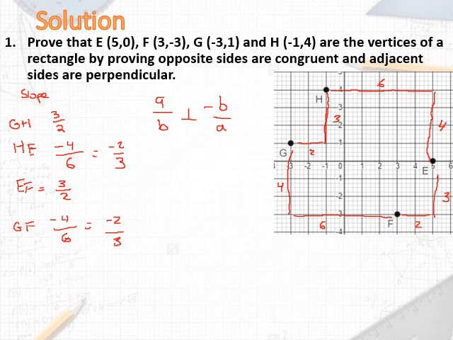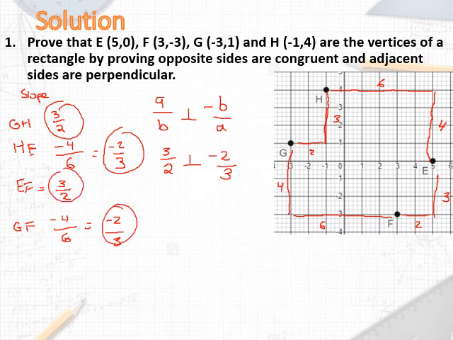So I take the first two, GH and HE. 3 over 2 should be perpendicular to minus 2 over 3, which is in fact what we got when we simplified the slopes. So 3 over 2 and minus 2/3 are perpendicular, so we can show that the adjacent sides are perpendicular. So adjacent sides are perpendicular, and we've proven that's true.